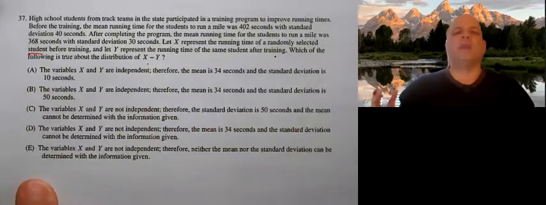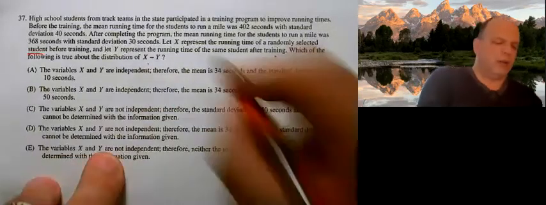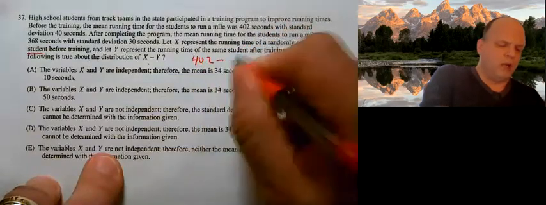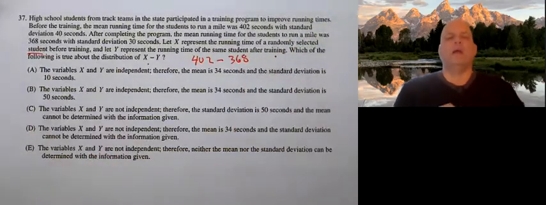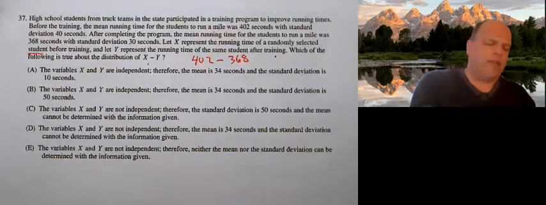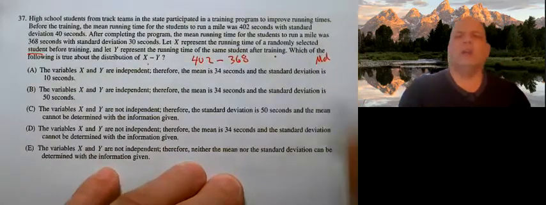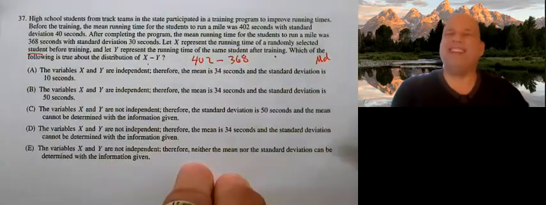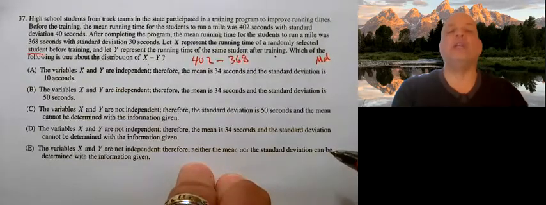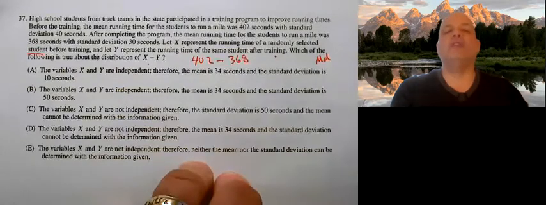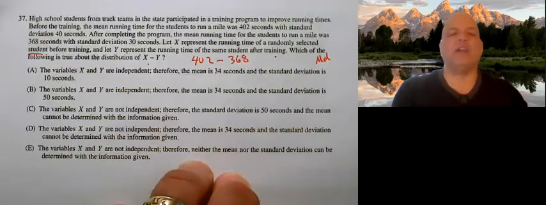Okay, so basically we're asking, what are we expecting? We're expecting 402 minus 368. However, first off, we measured them before and after, so obviously we're working with a mean difference. If I test someone twice, the scores are not independent, because they depend on the individual. Because they're not independent, I cannot combine standard deviations.